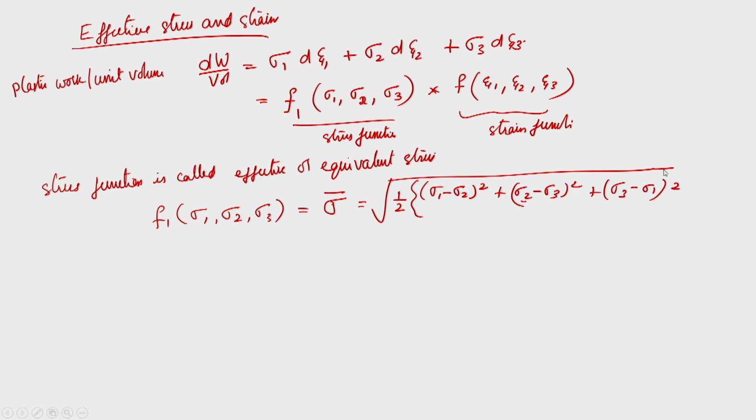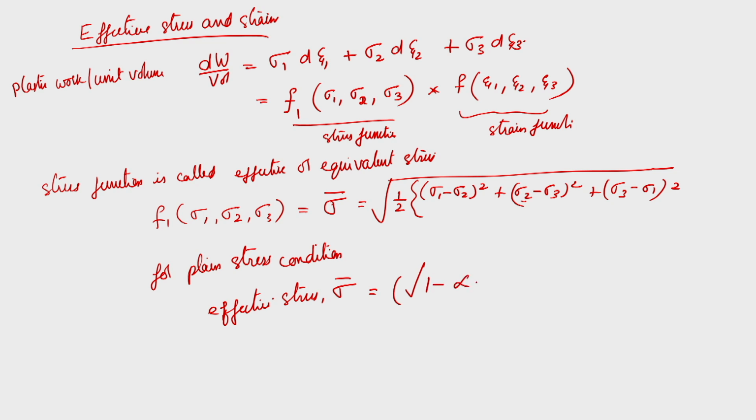For the plane stress condition, because in sheet metal we are using the plane stress condition, we can substitute that condition for sigma 1, sigma 2, sigma 3 in terms of sigma 1 and sigma 2. So, the effective stress sigma bar we can write as root of 1 minus alpha plus alpha square into sigma 1. So, that is what we get.